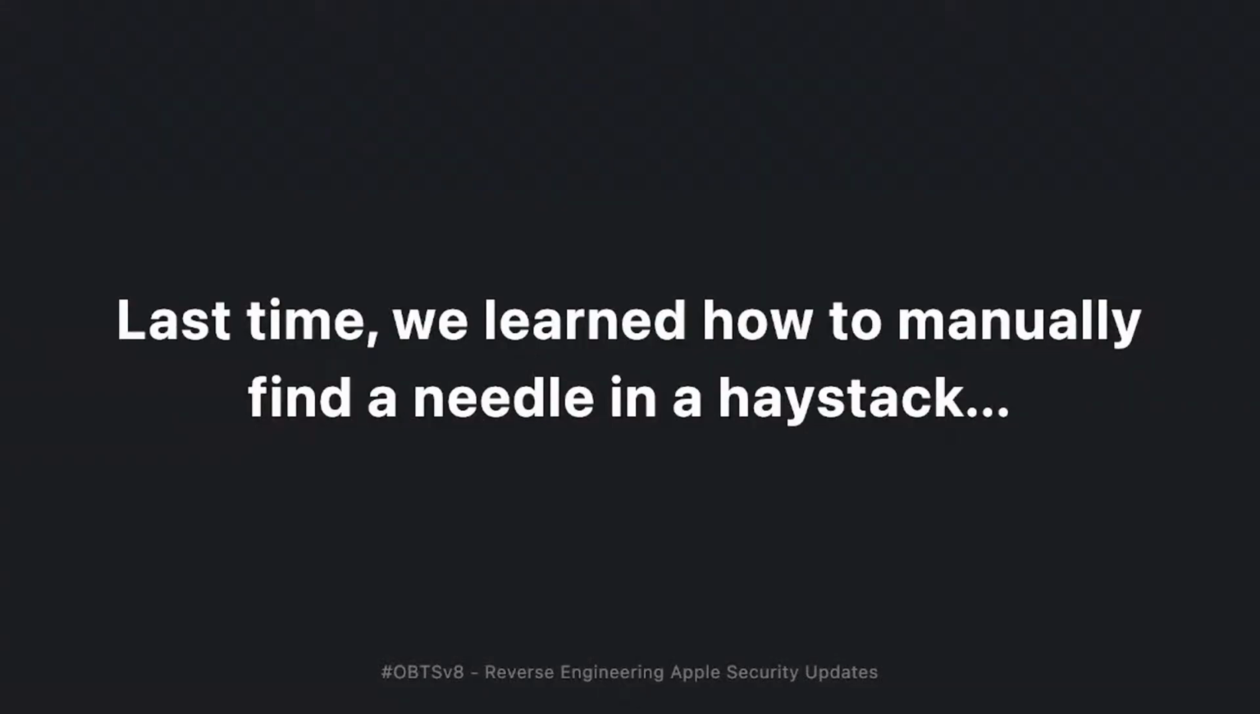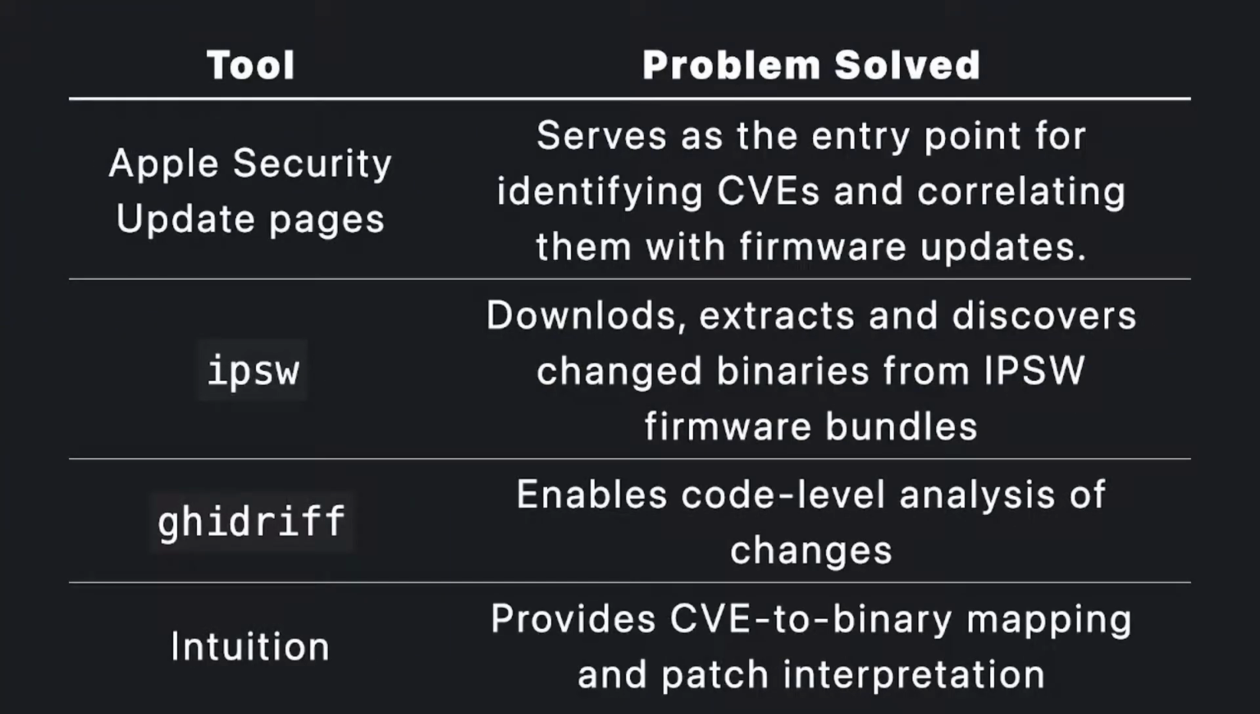And so, again, last time we learned how to manually find this needle in the haystack, mapping a CVE to actual binary changes. And here's how we did it. We used the Apple Security Update pages to give us some context. We used IPSW to download, extract, and get all the files that we need. We used ghidriff to do the diffing. And then we used our intuition to provide that CVE to binary mapping.